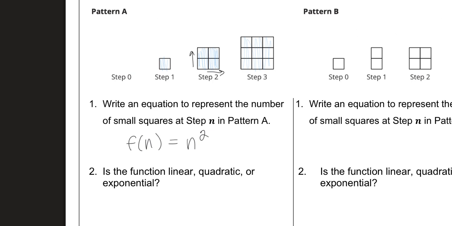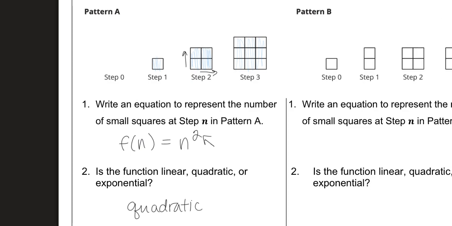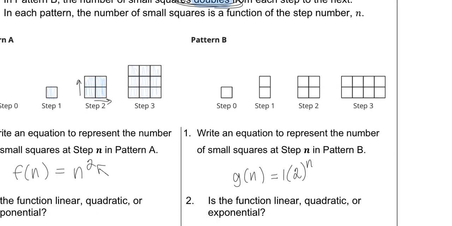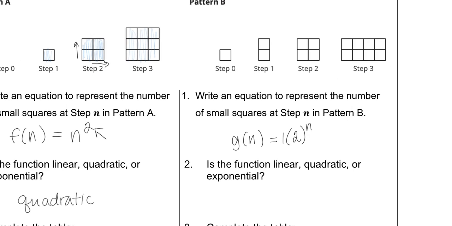Is this function linear, quadratic, or exponential? Because we have that power of 2, that is quadratic. Then if we look at pattern B, we saw that keyword that we were seeing in our exponential unit. So that doubles, right? We see that word doubling, so we could say g of n equals, we start with 1 square, it's doubling, and then our exponent is the power, okay? So because it's written in that same ab to the x form, that is exponential.